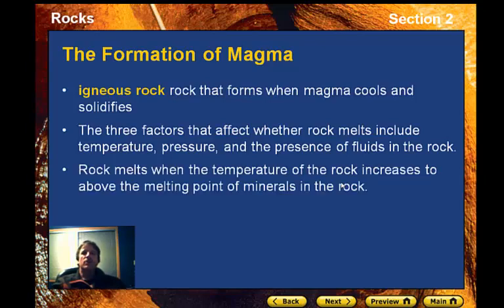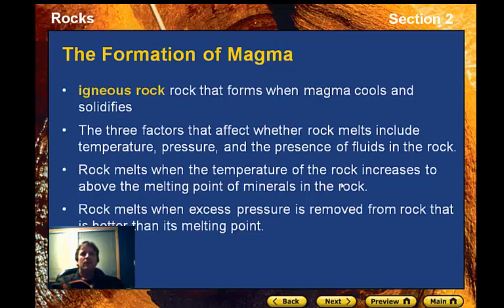Rock melts when the temperature of the rock increases to above the melting point of the minerals in the rock. So as soon as those temperatures get above that, then you start getting the rock to melt. Pretty much makes sense, I guess. Rock also melts when the excessive pressure is removed from rock that is hotter than its melting point.